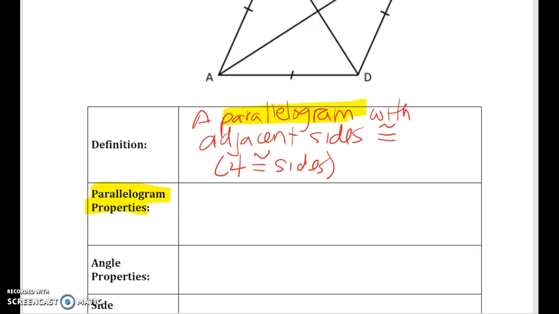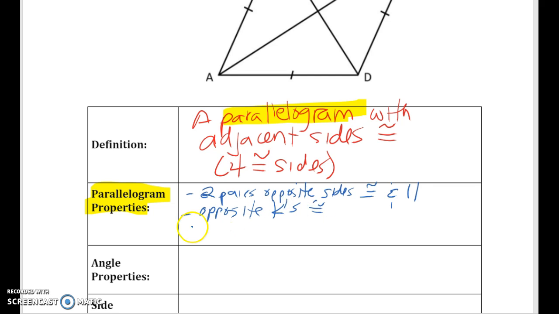parallelogram has as well. So we know that it has 2 pairs, opposite sides congruent and parallel. In this case, all the sides are congruent. It has opposite angles congruent. And diagonals bisect each other.